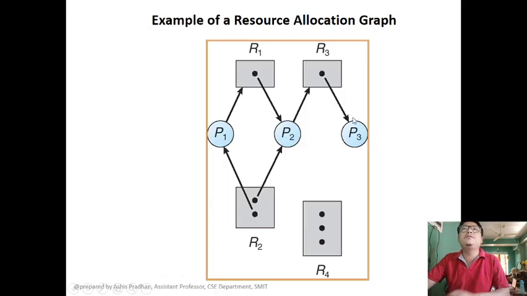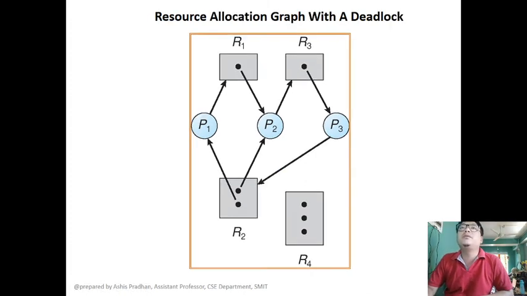However, if you don't see any kind of circular arrowhead, then no deadlock. Now you need to check here whether there is a cycle or not. From here to here there is one arrowhead. From P1 to R1 there is another arrowhead. From R1 to P2 another arrowhead. From P2 to R3 another arrowhead. From R3 to P3 and P3 to R2.